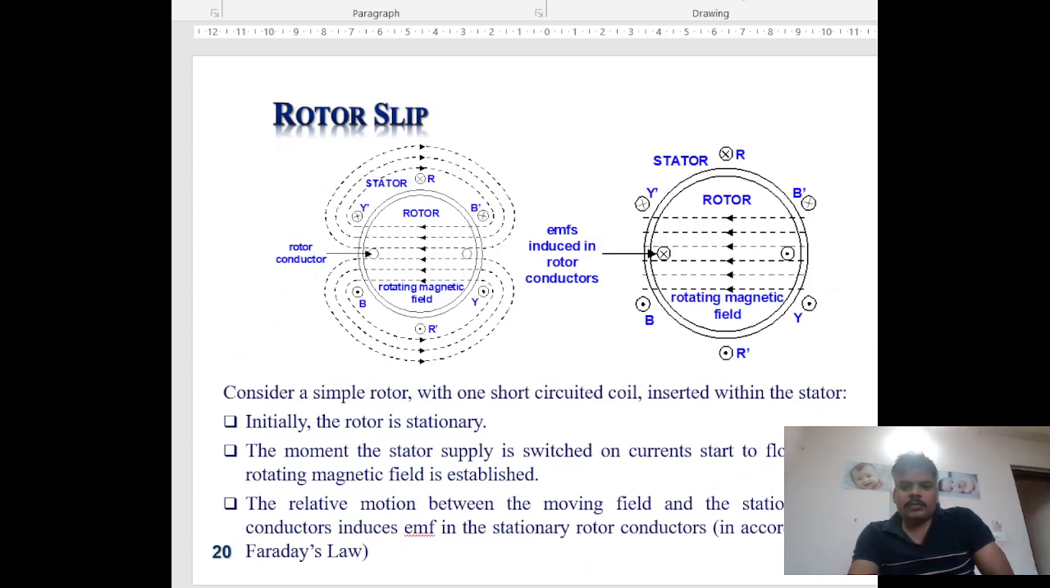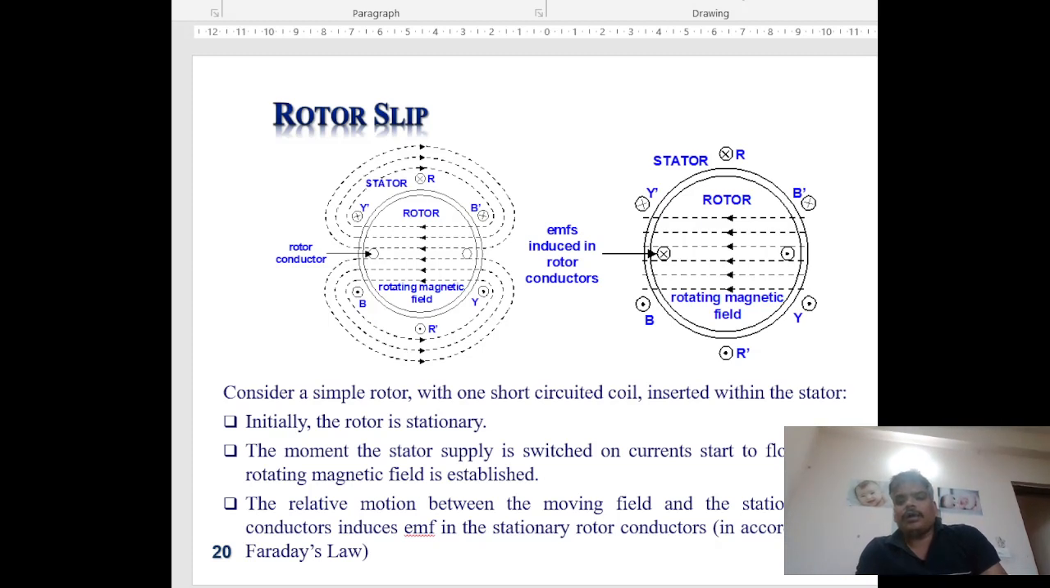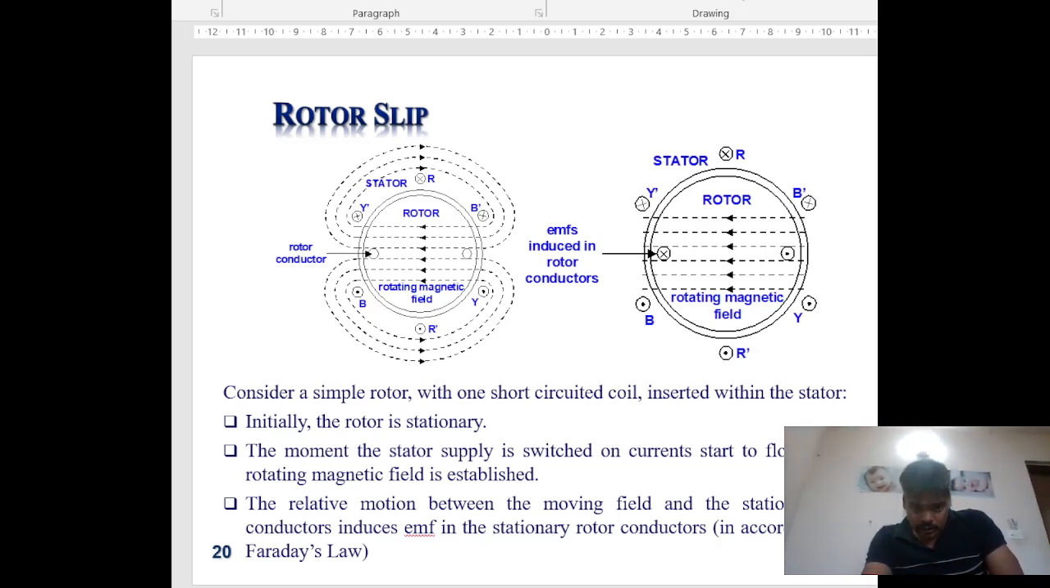Consider a simple rotor with one short-circuited coil inserted within the stator. Initially, the rotor is stationary. The moment the stator supply is switched on, current starts to flow and the rotating magnetic field is established. The relative motion between the moving field and the stationary rotor conductor induces EMF in the stationary rotor conductor in accordance with Faraday's law.